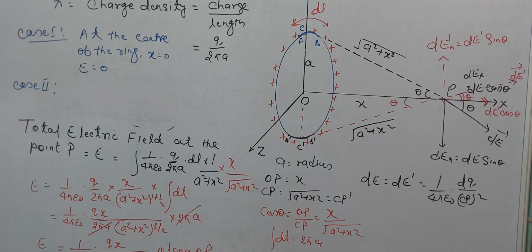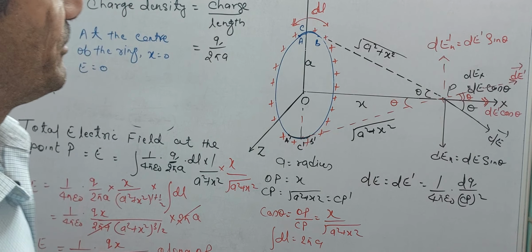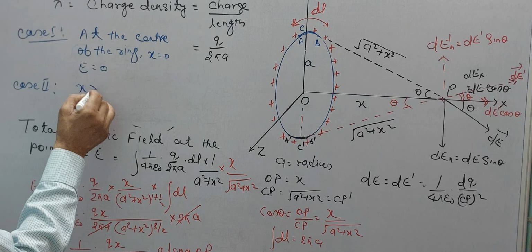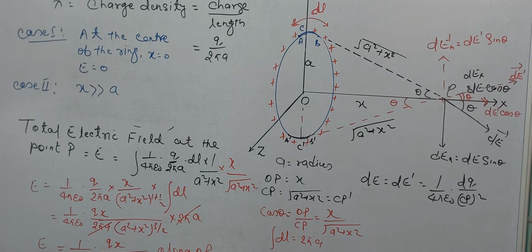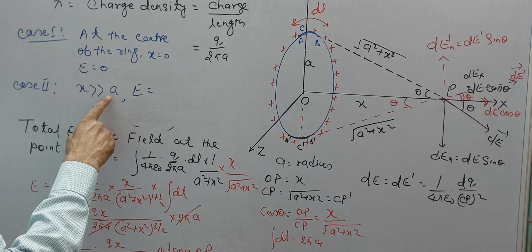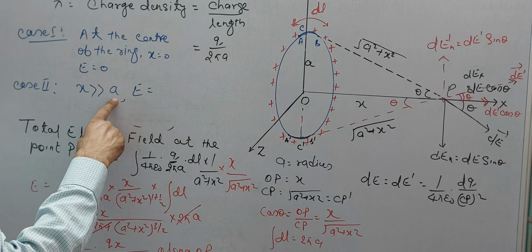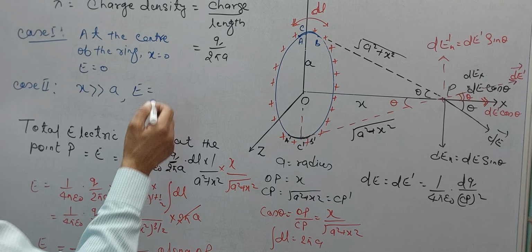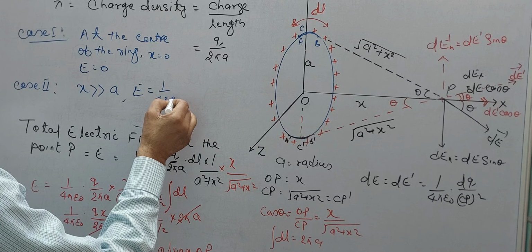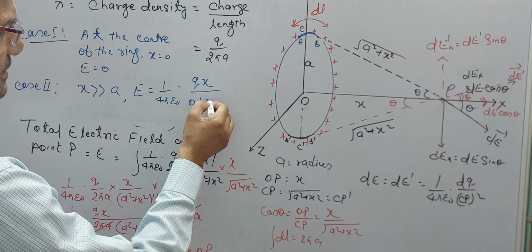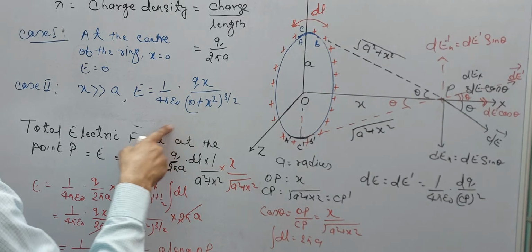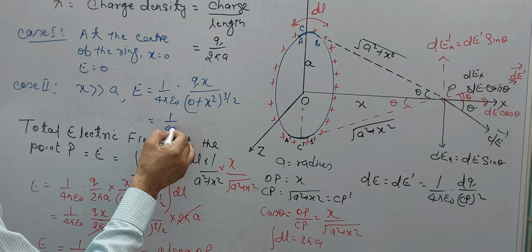Now case number 2. If x is very far from the circular loop, it means that x is much greater than a, the radius of the circular path. In that case our electric field will be, we just leave a square, because a tends to 0 compared with x, so we have to place a equal to 0 in this expression. So finally we get the value 1 upon 4 pi epsilon naught, qx in the numerator over 0 plus x square raised to the power 3 by 2.